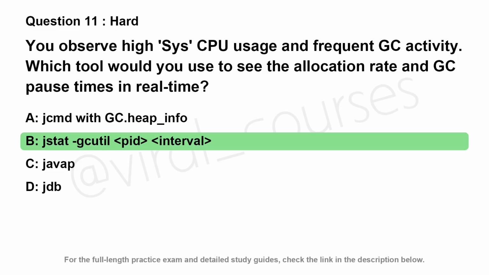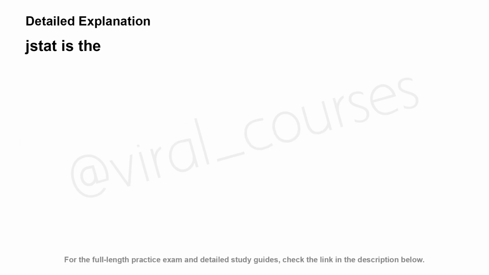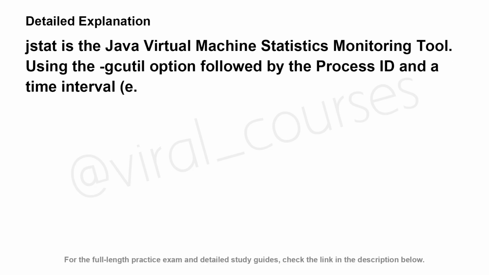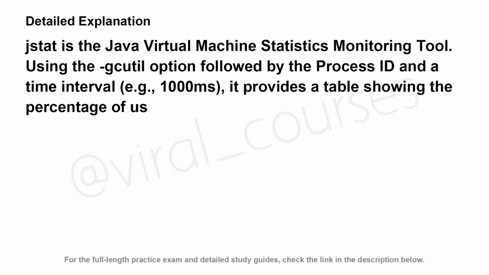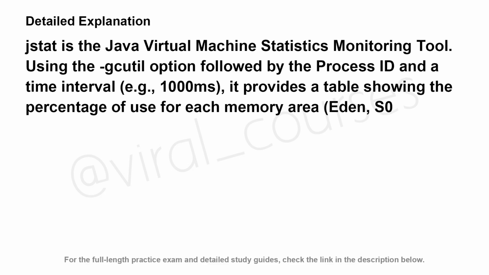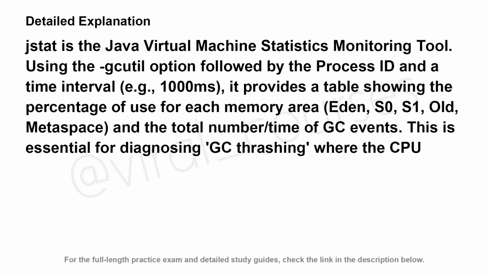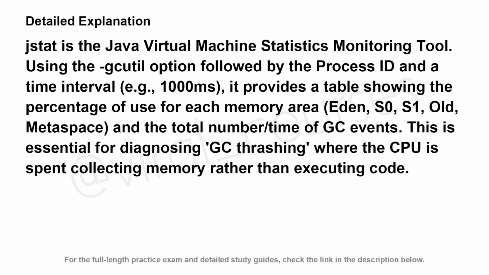The correct answer is B. jstat is the Java Virtual Machine Statistics Monitoring tool. Using the gcutil option followed by the process ID and a time interval, e.g., 1000 milliseconds, it provides a table showing the percentage of use for each memory area: Eden, S0, S1, old, metaspace, and the total time of GC events. This is essential for diagnosing GC thrashing, where the CPU is spent collecting memory rather than executing code.